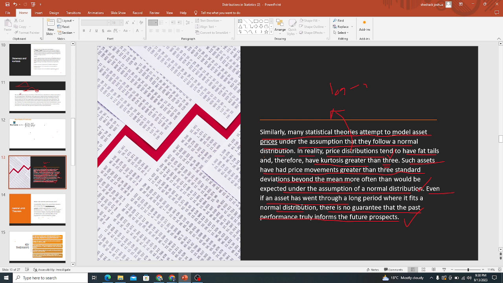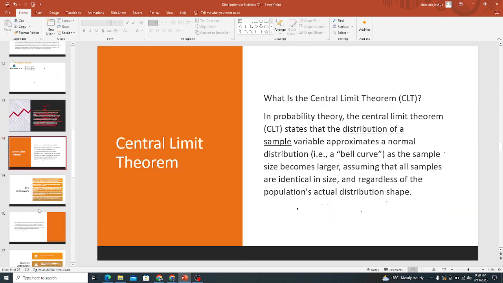Even if an asset has gone through a long period where it fits a normal distribution, we usually say that we don't have any guarantee that the past performance will tell us about the future prospects, more so when we have kurtosis greater than 3. Then with that we have the central limit theorem. For the central limit theorem, I will explain it in depth. So under that is the central limit theorem.